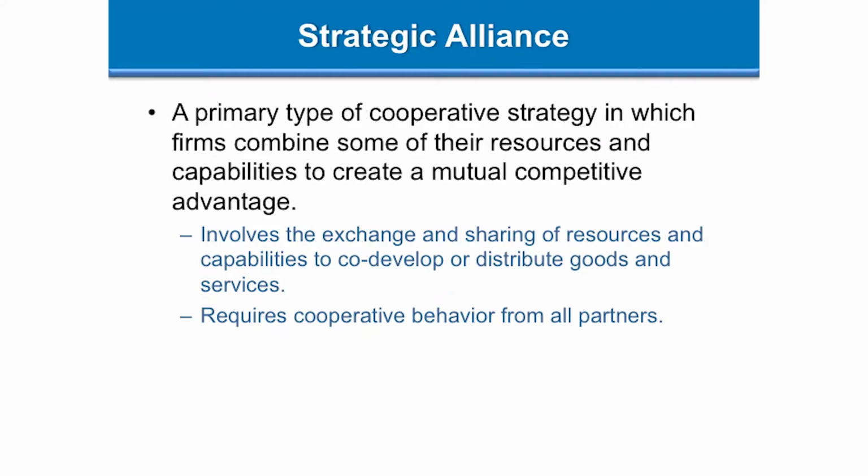More specifically, strategic alliance in the previous chapter was considered as one of the entry modes for firms choosing to implement international strategy. And this strategic alliance is considered as a primary type of cooperative strategy as well. So firms pursuing strategic alliance strategy combine and share some of their resources and capabilities to create mutual competitive advantages by either developing new products or extending distribution channels together.